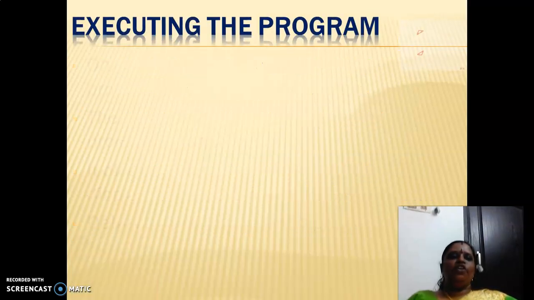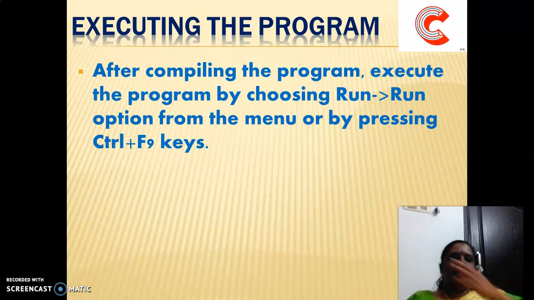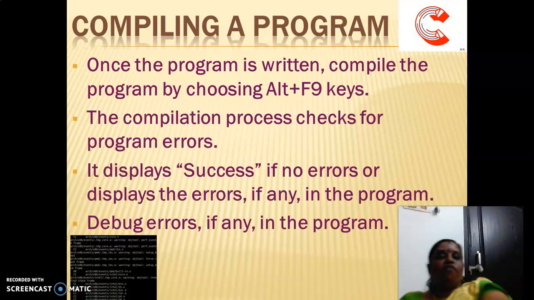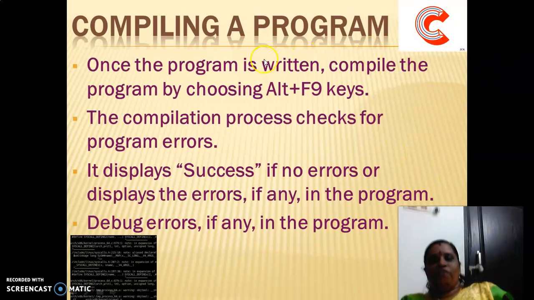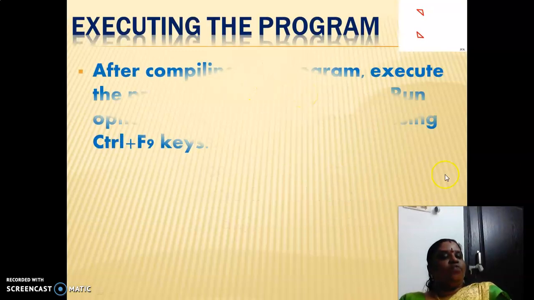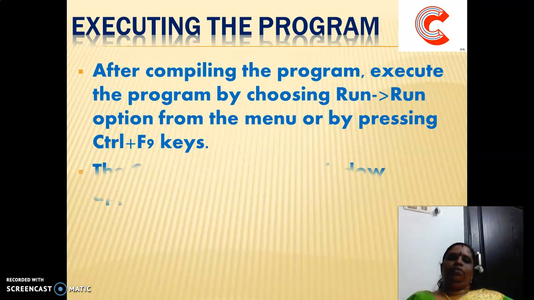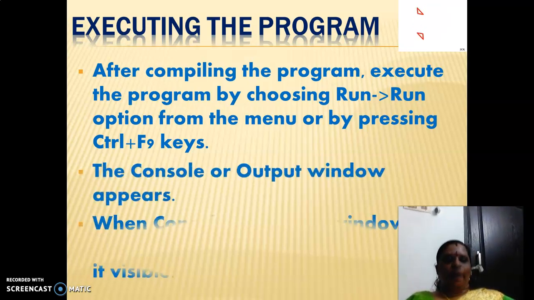The next one is executing the program. After compiling the program, execute it by choosing Run in the menu bar or by pressing Ctrl plus F9. Alt plus F9 for compiling, and Ctrl plus F9 for executing, that is, to run the program. Or else you can go to the menu bar and choose the Run option there. The console or output window appears.